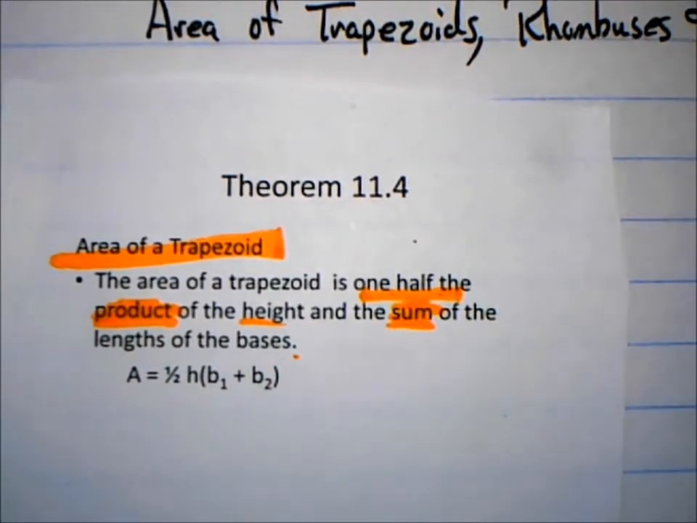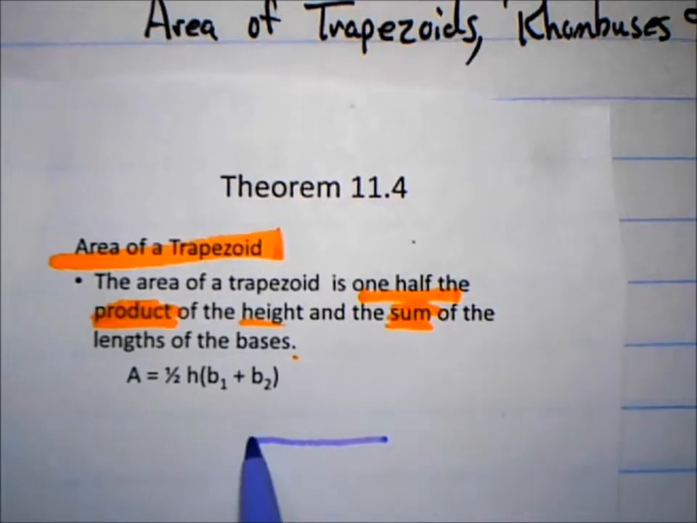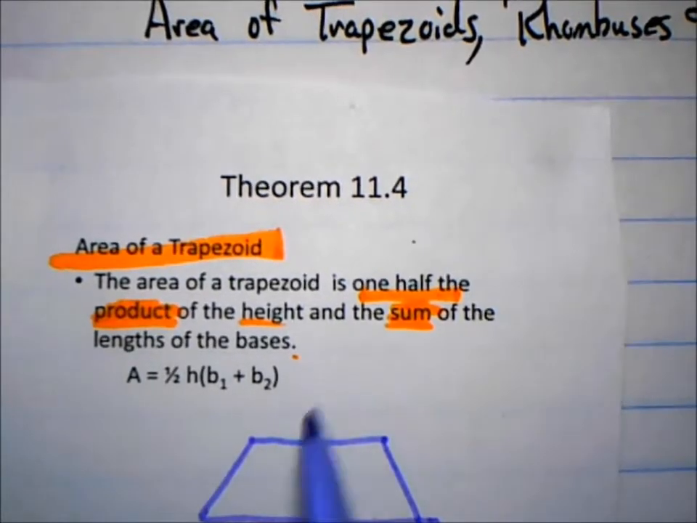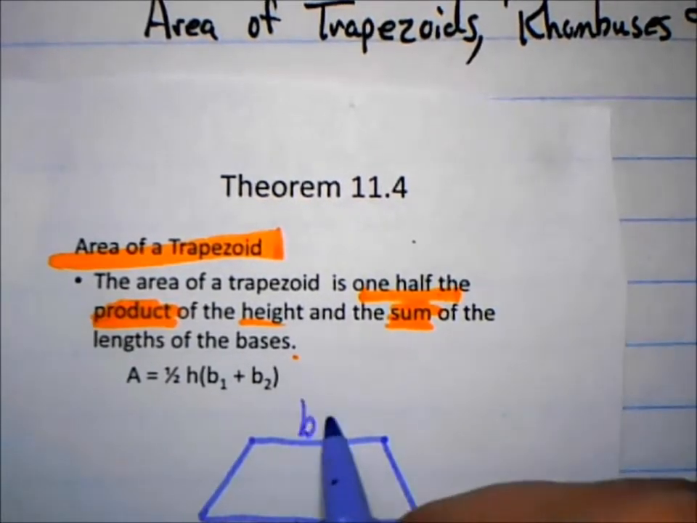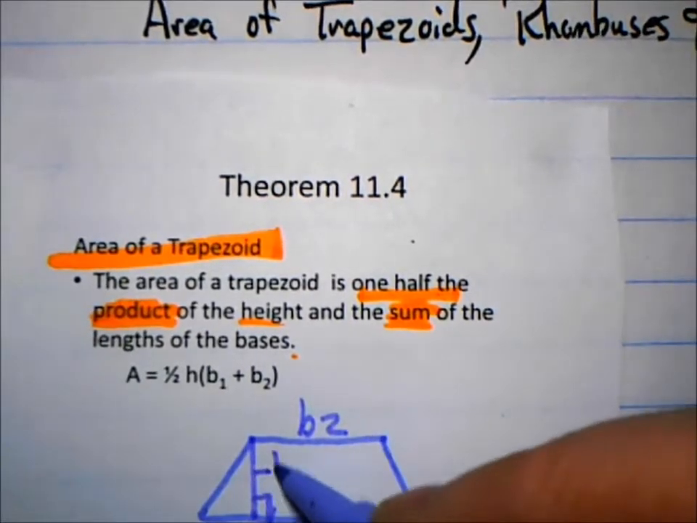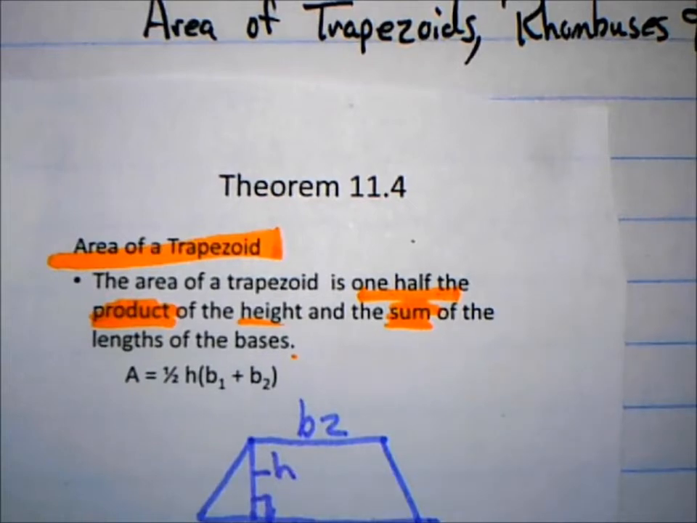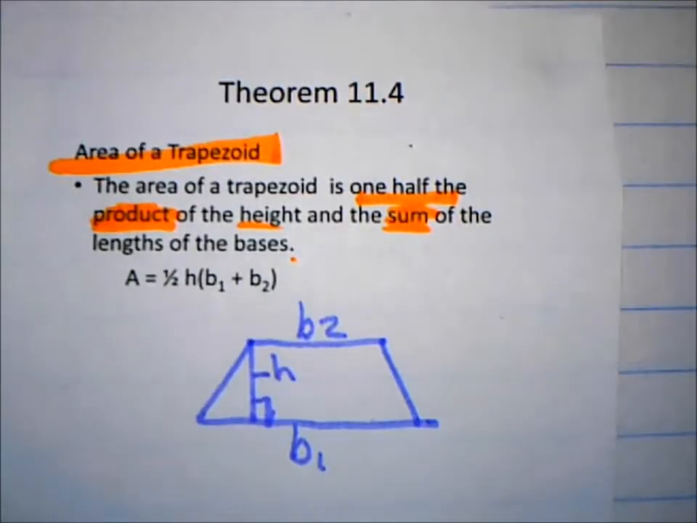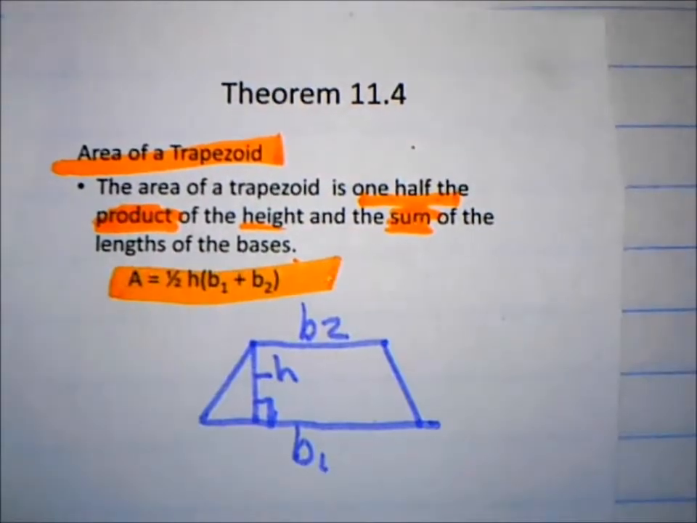So if you have a picture, you have a trapezoid. This would be base 1, base 2. Your height has to be perpendicular to be the height, so that you know all the parts you have to have for your picture, so that you'll have your formula right there. That's a very, very important formula.